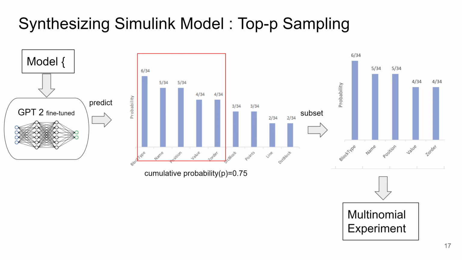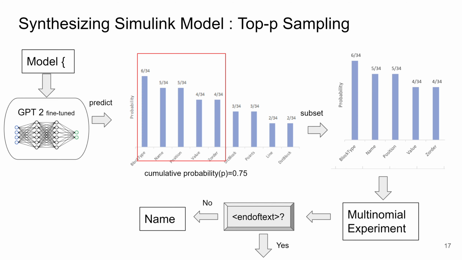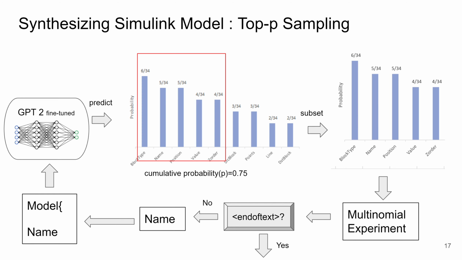We then perform a multinomial experiment on it. We do this to make sure that there is variability in the generated models. If the experiment produces a special token, SLGPT marks the model as completed. Otherwise, we append it to the seed text and continue the cycle.